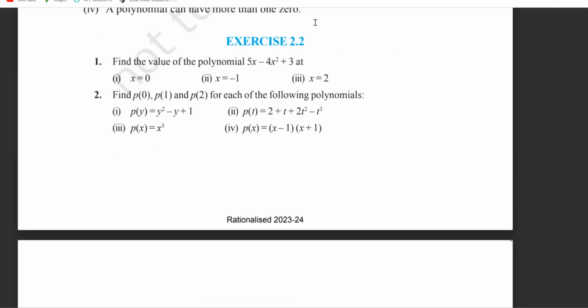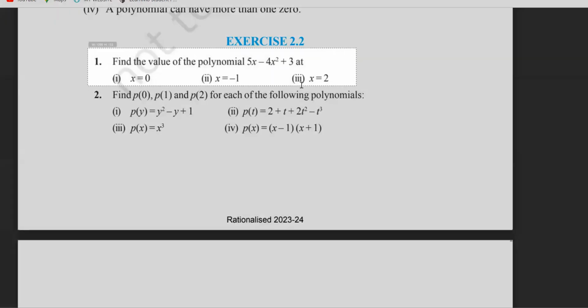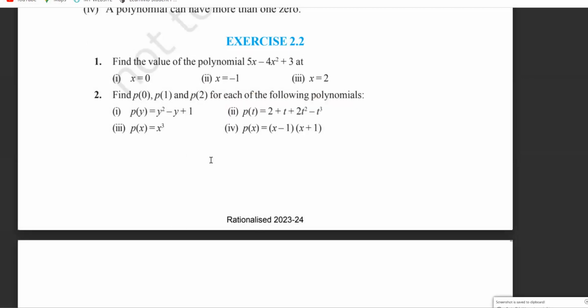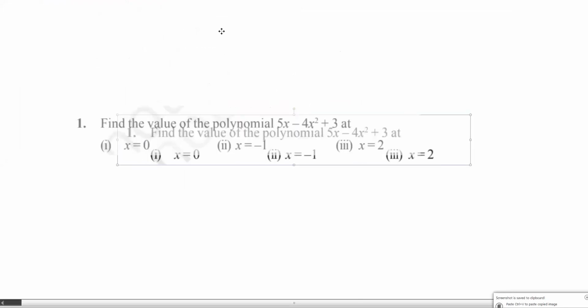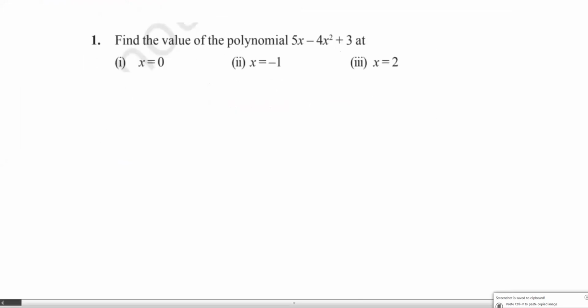Let me explain. The first type of question is from exercise 2.1. Find the value of the polynomial if this polynomial is given to you, if x is equal to 0, x is equal to -1, and x is equal to 2. I'm solving one for you, then the rest you have to solve on your own. So you can tell me which one you like. Should I solve it for x equal to 0, x equal to -1, or x equal to 2? Should I solve it as x equal to -1 for you?